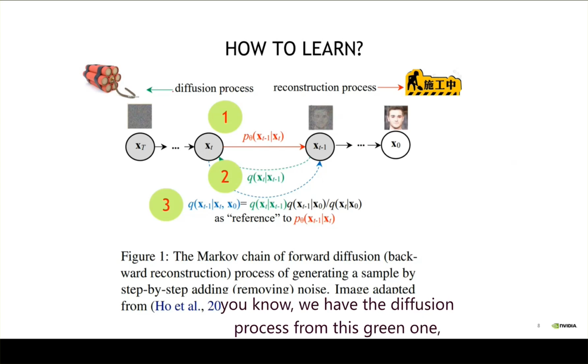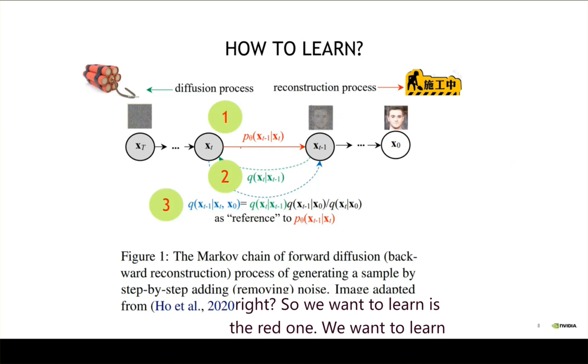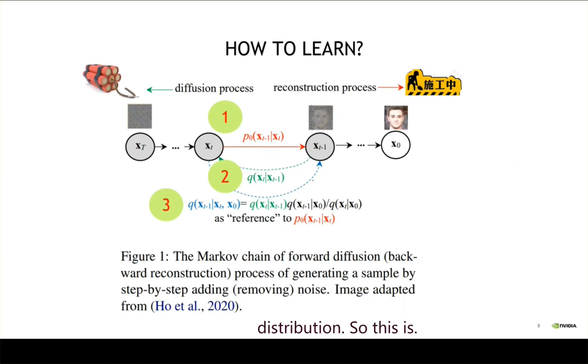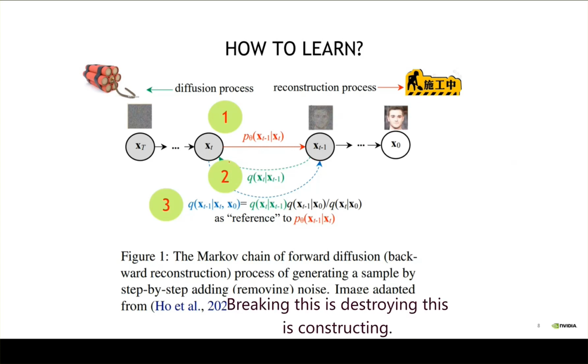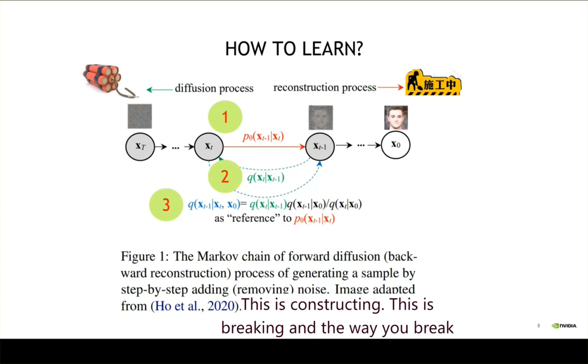So, we have the diffusion process from this green one, right? So what we want to learn is the red one. This is our target. So we want to use the third, which is the posterior diffusion of the second, to learn the first diffusion. So this is breaking. This is destroying. This is constructing. This is constructing. This is breaking.